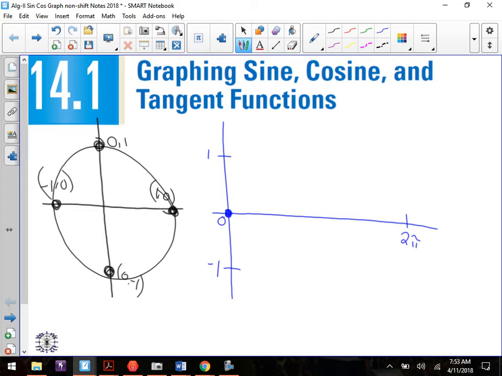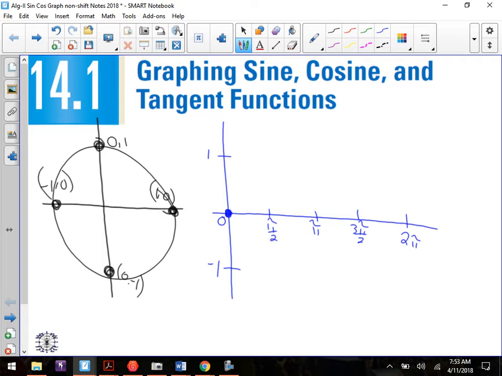Halfway between 0 and 2 pi is what? Pi, good. What's halfway between 0 and pi? Pi over 2. And again, what's halfway between pi and 2 pi? 3 pi over 2. Notice what we just plotted. We plotted the quadrantals. We broke it into sections, where it starts, where it ends. Cut it in half, and we cut those two sections in half. You put it into quarters, if you will.